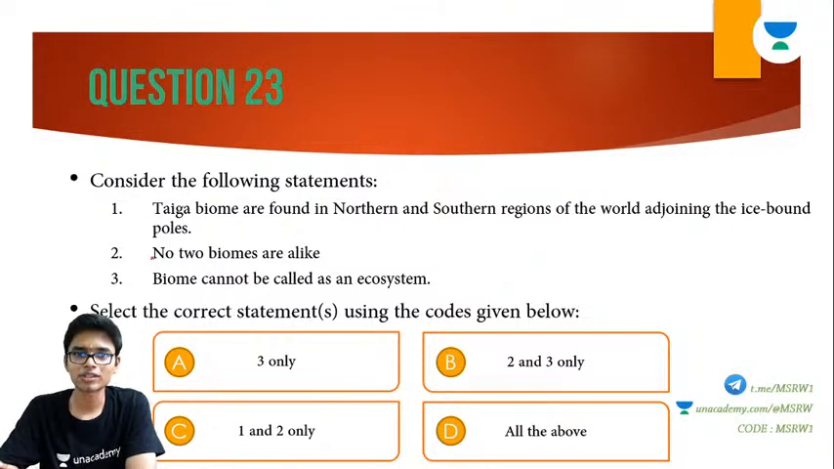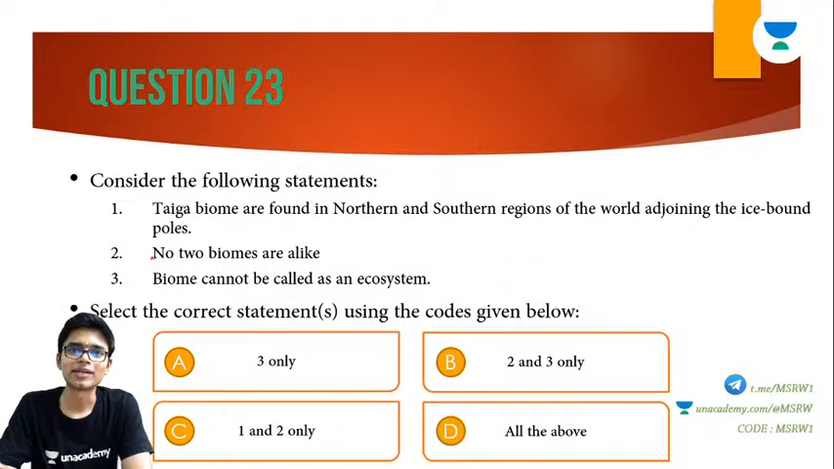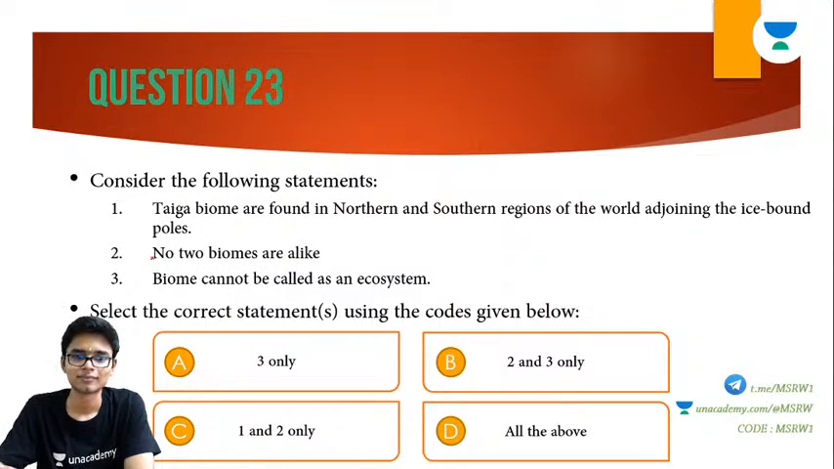23. Consider the following statements. 1. Taiga biomes are found in northern and southern regions of the world adjoining the ice-bound poles. 2. No two biomes are alike. 3. Biome cannot be called an ecosystem. Select the correct answer. Twenty-third question. You have 15 seconds to answer this.